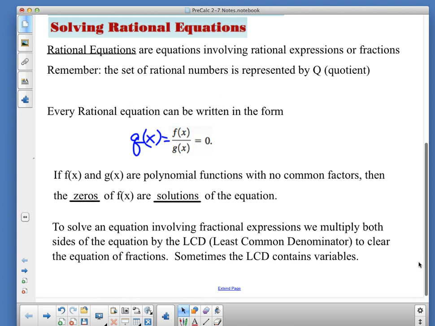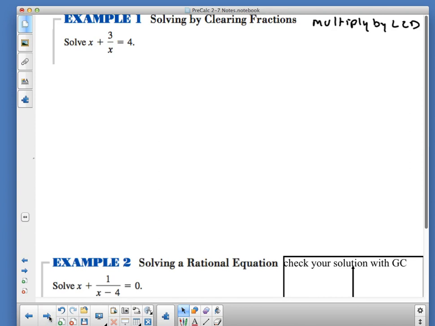To solve an equation involving fractional expressions, we multiply both sides of the equation by the LCD, least common denominator, to clear the equations of fractions. Sometimes the LCD contains variables. Okay, so keep that in mind as we're going. And remember, when we introduce a variable in our clearing with the LCD method, we may be introducing extraneous roots, and we should check our answers as we go.